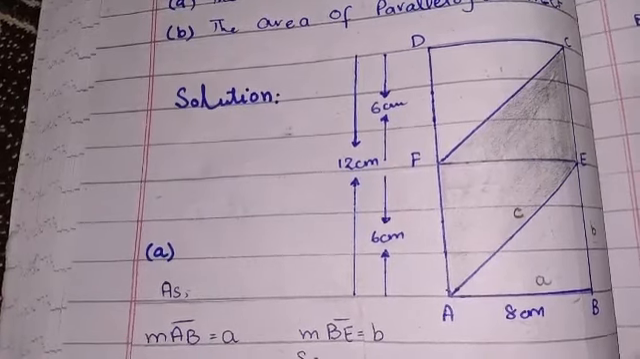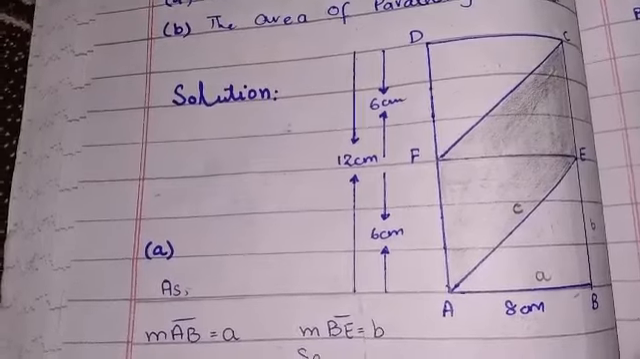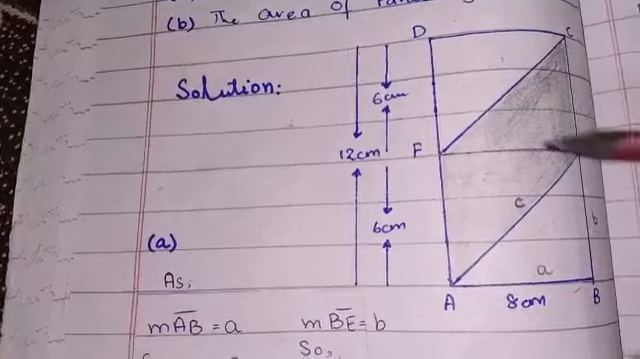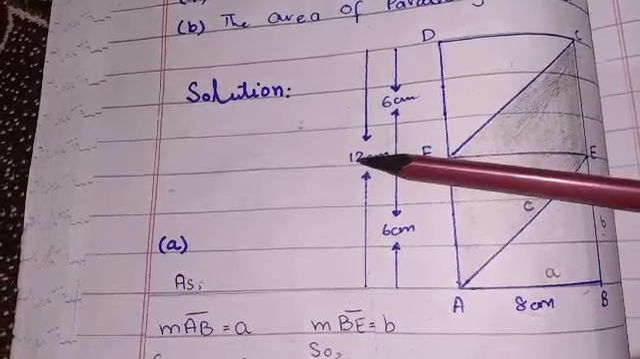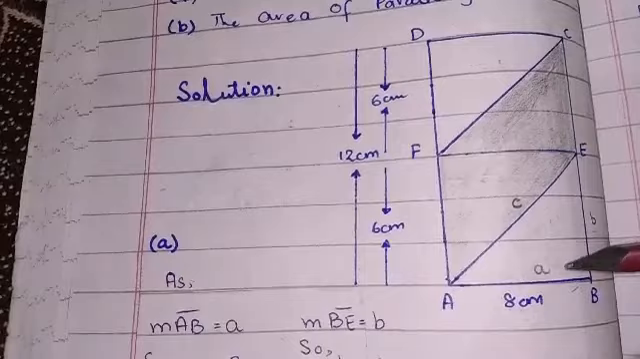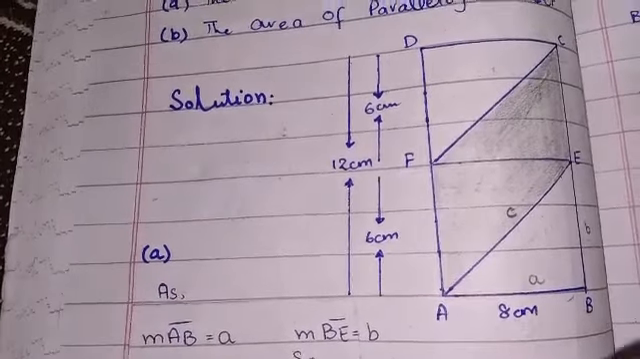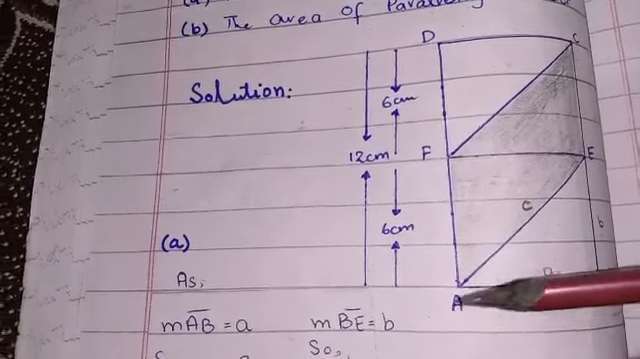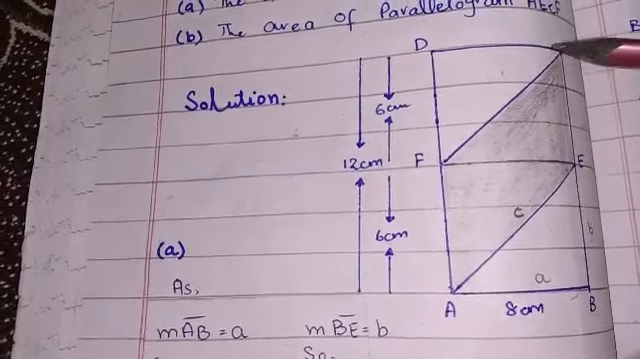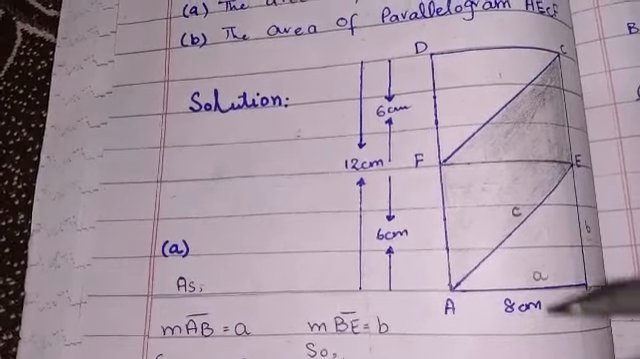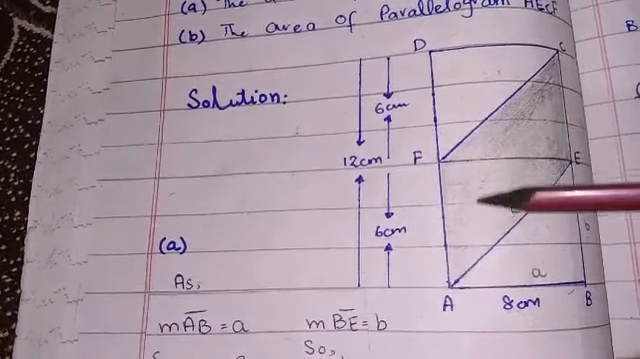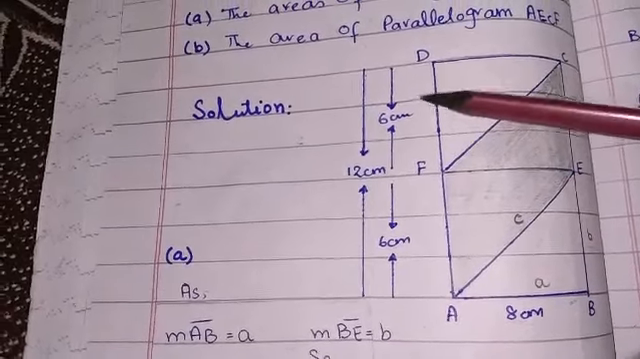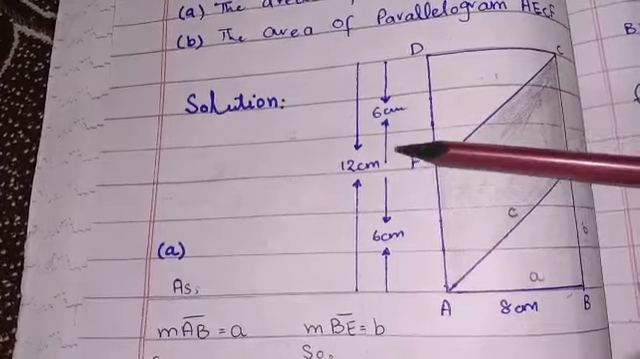Friends, before going to solve our question, firstly we will discuss the figure. Here is ABCD, a rectangle given to us. The length of the rectangle is 12 centimeter and the width of the rectangle is 8 centimeter. And there are two triangles forming in this rectangle, ABE and CDF. And here is a parallelogram present in the figure which is AECF.